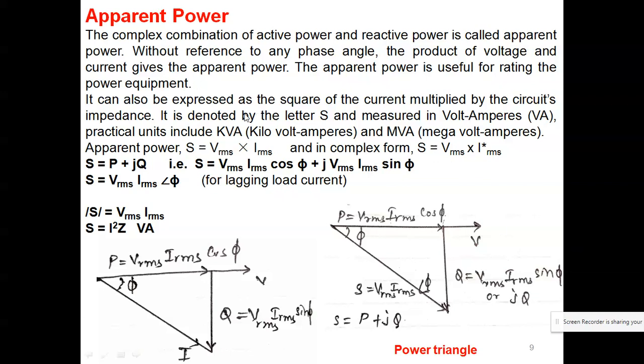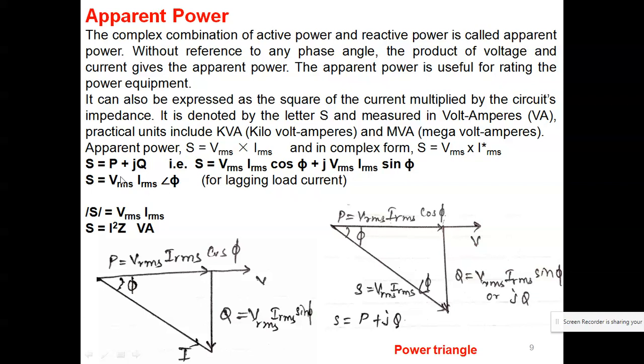It can also be expressed as the square of current multiplied by the impedance. Here I have mentioned this, and this apparent power is denoted by S, and it is measured in volt amperes; in practical units we use kilovolt amperes and megavolt amperes. So apparent power is nothing but VRMS and IRMS, because there is no role of the phase here, so it does not depend on the power factor.